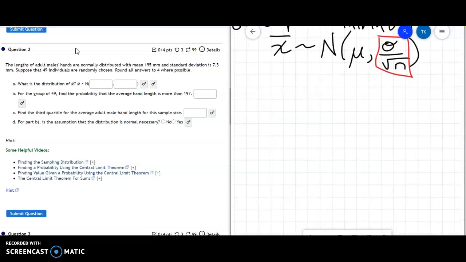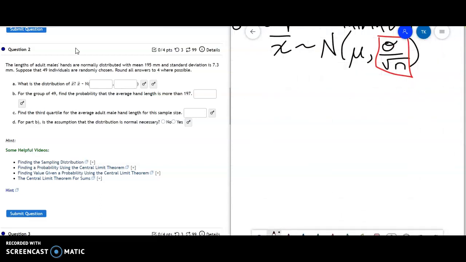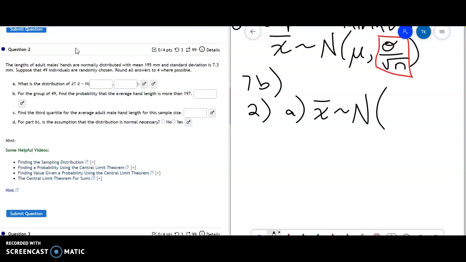So let me move this down. In 7B, number 2, part A, they are asking what is the distribution of X bar? So X bar is approximately normal, and we're going to talk in a second about how we know this is normal, with the average that is given, which is 195. That's just given in the problem. Then, not just the regular standard deviation of 7.3 that's given, but instead you're going to take that 7.3 and divide it by the square root of the sample size, in this case 49.